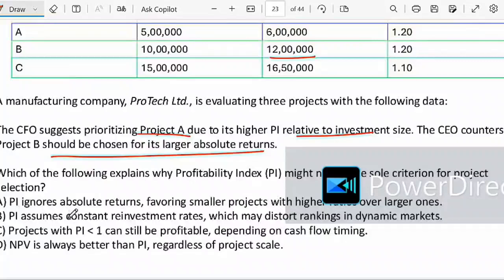Option A, PI ignores absolute return, favoring a small project with a high ratio over a larger one. Option B, PI means profitability index. PI assumes constant reinvestment rate, which may distort ranking in a dynamic market. Option C, a project with PI less than 1 can still be profitable depending on cash flow timing. And option D, net present value is always better than PI regardless of project scale.